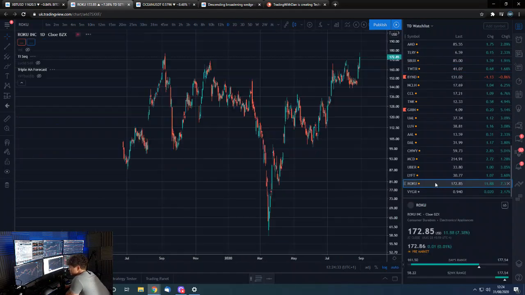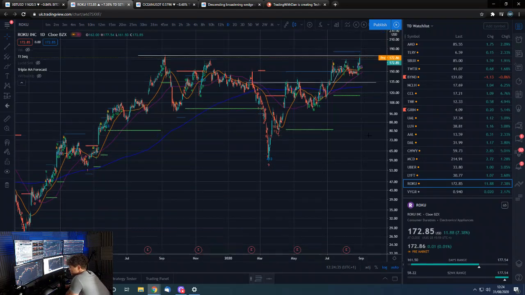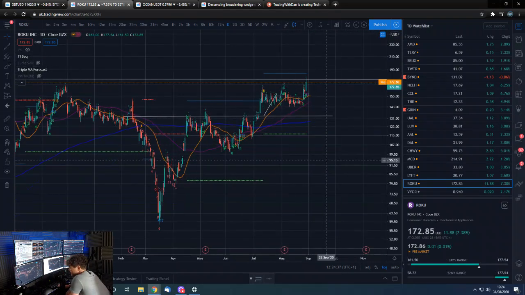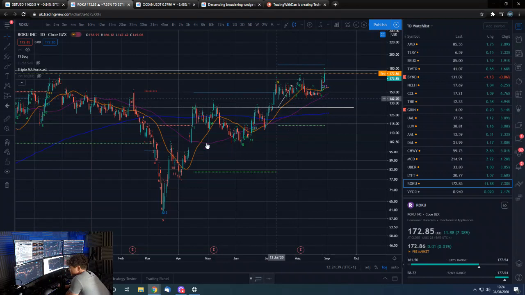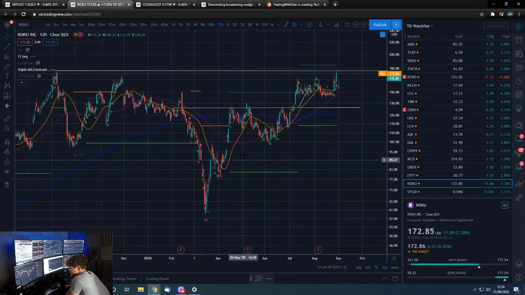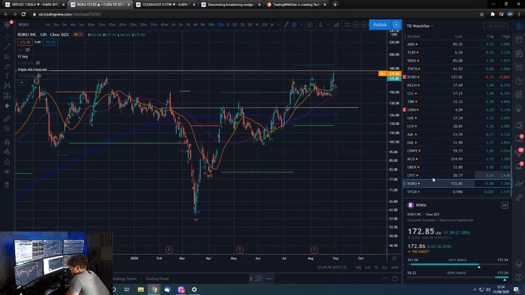Roku, I like Roku. Has it been bought by anyone yet? I don't know. But I'm bullish on this on the basis that someone's going to buy it at some point. We are pushing basically the high, so Roku looking to break up.